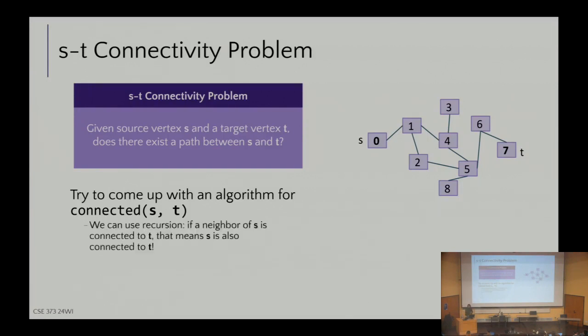So we could use recursion, where we just crawl our way through the graph, where we start at the source vertex, and then we say, okay, let's see all the neighbors of source that I can go to, and then I'll look at all of my neighbors' neighbors, and then my neighbors' neighbors' neighbors, and so on and so forth.